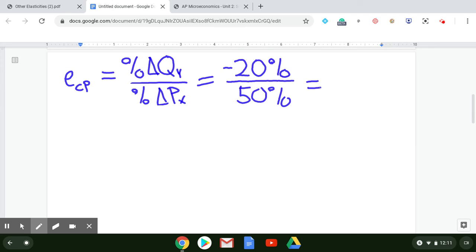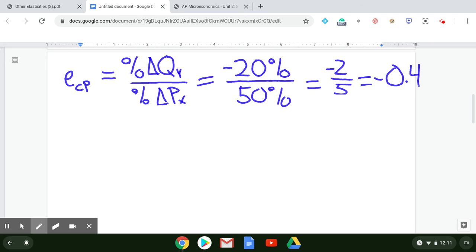Percentages cancel, ones cancel, and I have negative 2/5, which is negative 0.4. So our cross price elasticity is negative 0.4. Okay, negative 0.4. All right.